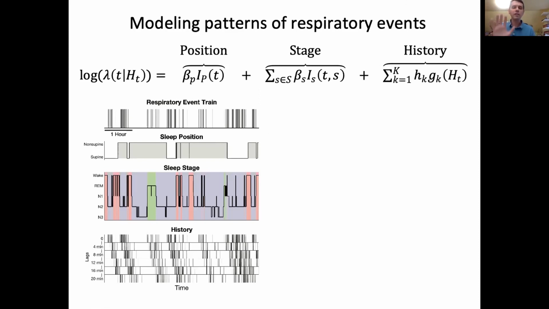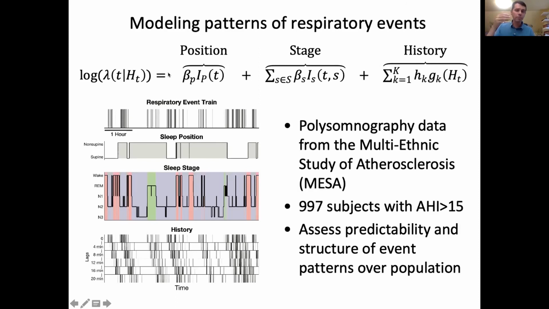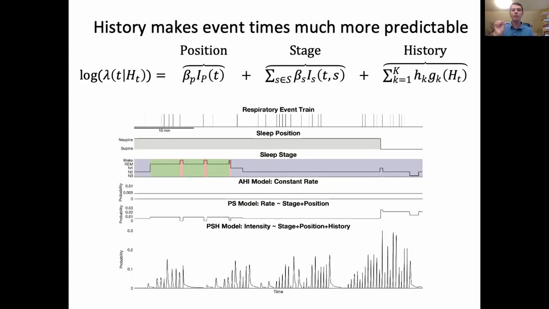And so we took this class of models here and fit these parameters for a number of subjects in this MESA data set, actually nearly 1,000 subjects, all of whom had AHI levels above 15. And we examined the distribution of parameters and the impact of the patterns of events and how that led to changes in the predictability of events across all of that population. And so let me just show you a few examples of what we found.